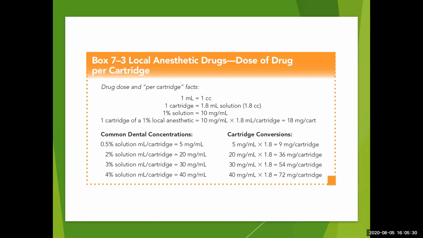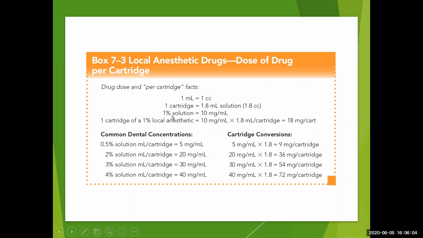Okay, and this table just basically says what I just told you guys. So just remember, 1 cartridge is 1.8 milliliters of solution, and a 1% solution is 10 milligrams of the drug per milliliter. So if you had a 1% lidocaine, you would have 10 milligrams of lidocaine per milliliter in that solution. So if you just memorize that one thing, 1% solution equals 10 milligrams per milliliter, then you can just figure out all this. You don't have to memorize this.